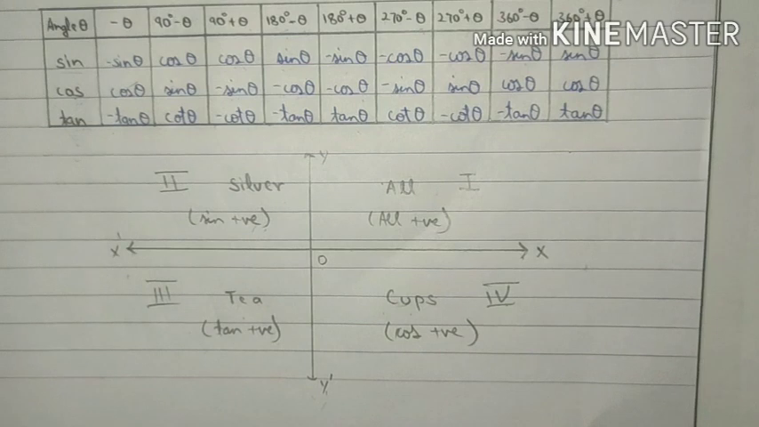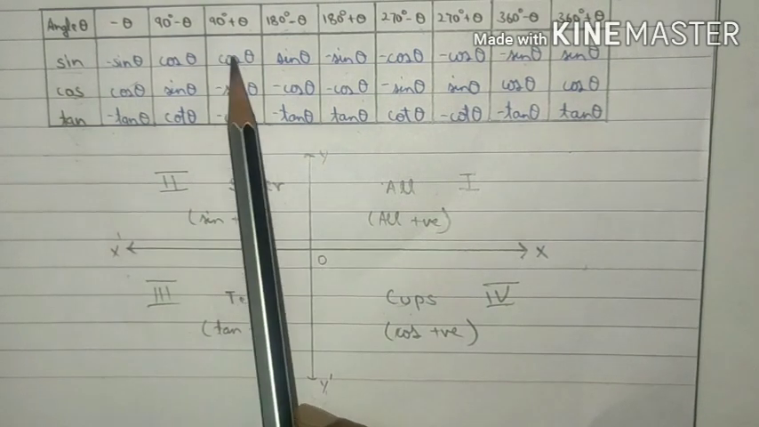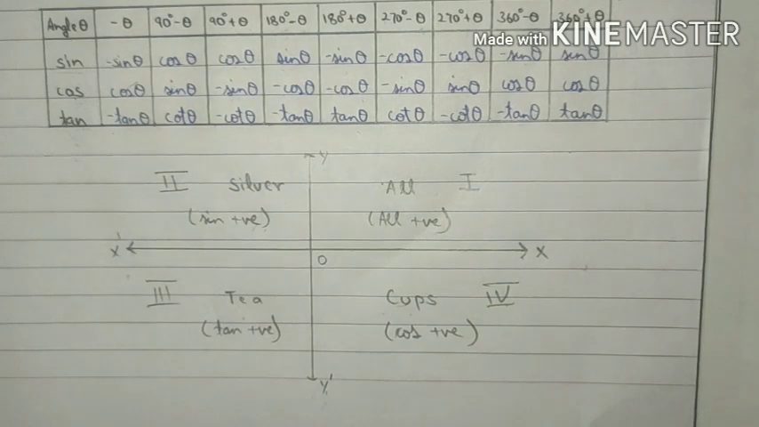That is, only the sine value is coming out to be positive in these cases, that is for the angles which lie between 90 degree and 180 degree. Let's move on to the third quadrant.